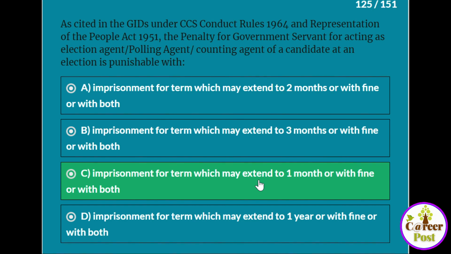As cited in GIDs under CCS Conduct Rules 1964 and the Representation of the People Act 1951, the penalty for a government servant acting as election agent, polling agent, or counting agent of a candidate at an election is punishable with imprisonment for a term which may extend to 3 months, or with fine, or with both.